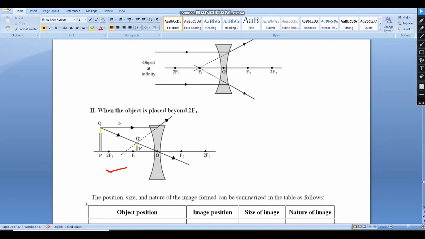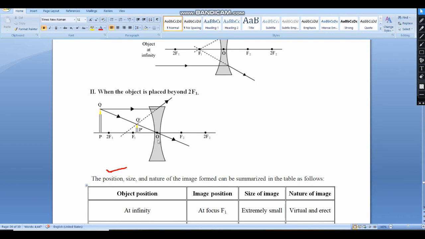And second case, when the object is placed beyond 2f1, meaning you can put the object anywhere between infinity and the lens. One light ray is parallel to the principal axis. After the refraction, it diverges. Another light ray passes through the optical center. These intersect at this point, forming the image of the object between the focus f1 and the optical center.